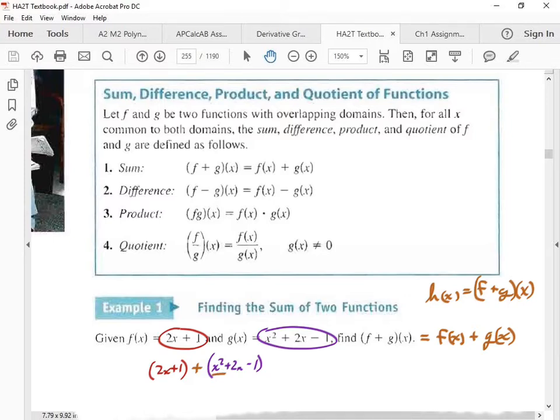Okay, we got x squared. It's only one of those. We have a 2x and a 2x there. That means we have a total of 4x. And then we have a constant right here, and that's a negative 1. So they cancel out. So this is my answer. This would equal h of x if they defined it as h of x. Or you can write this equals f plus g of x. So this is the f plus g function.